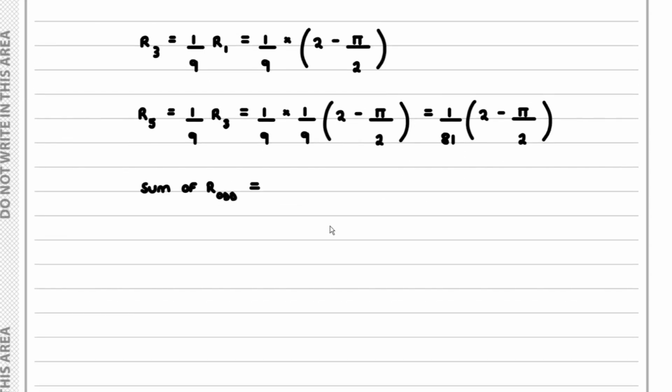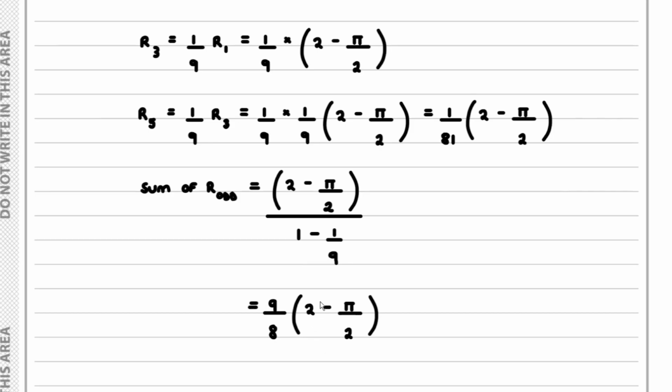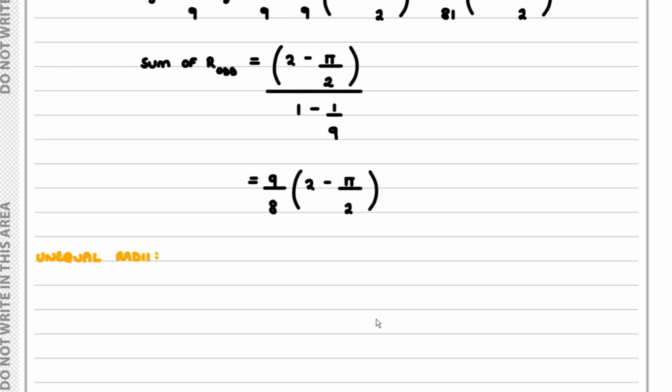So the sum of R odd will equal the first term, A, which is 2 take away pi over 2, over 1 take away 1/9. So it's A over 1 minus r essentially. And this simplifies to 9 over 8 times 2 take away pi over 2. The next situation is where we've got unequal radii.